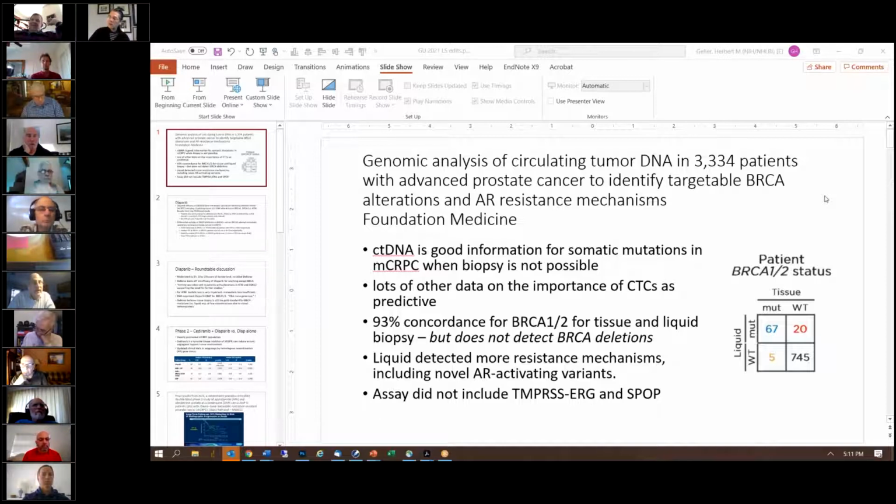Okay, next. So then there were several posters, presentations about olaparib.